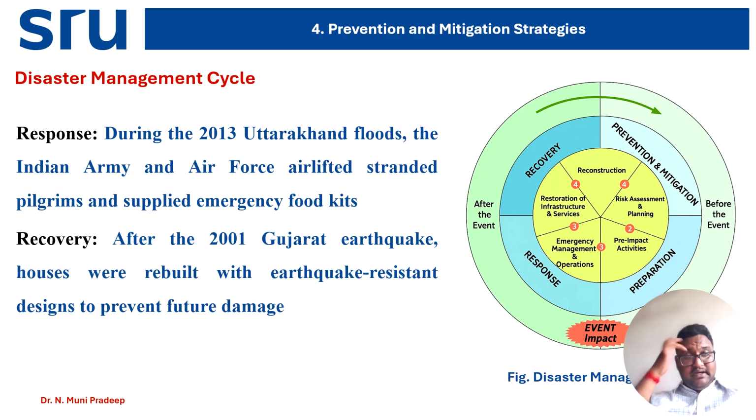The third real world example, which is related to response, is the Uttarakhand floods. During the 2013 Uttarakhand floods, the Indian Army and the Air Force airlifted stranded pilgrims and supplied emergency food kits. The 2013 Uttarakhand disaster, sometimes called the Himalayan tsunami, was one of the worst natural disasters in India's post-independence history.